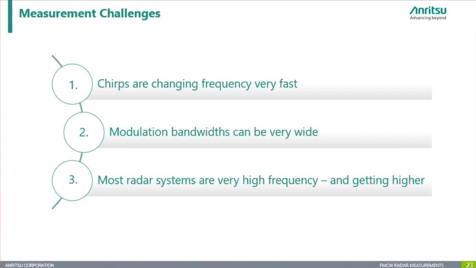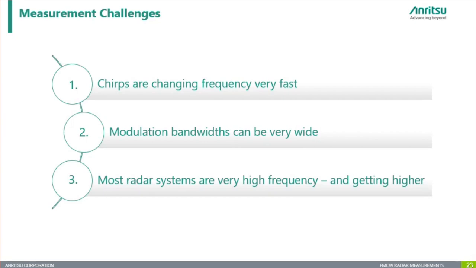So, measurement challenges. FMCW radar signals are highly specialized and can be challenging to measure due to their rapidly changing frequencies and wide bandwidths. For example, continuous wave signals in FMCW radar sweep across a broad frequency range very quickly. A modern automotive radar system typically operates in the 76 to 77 gigahertz band with a 1 gigahertz bandwidth, and some advanced systems extend up to 81 gigahertz, which is a 4 gigahertz bandwidth.